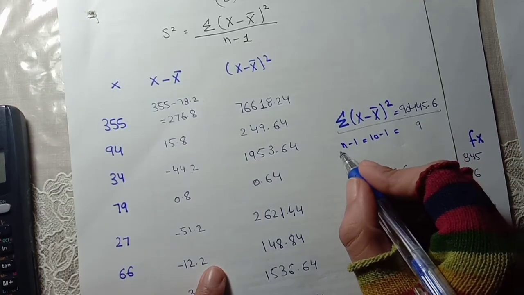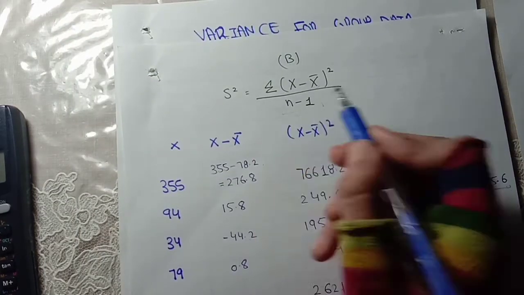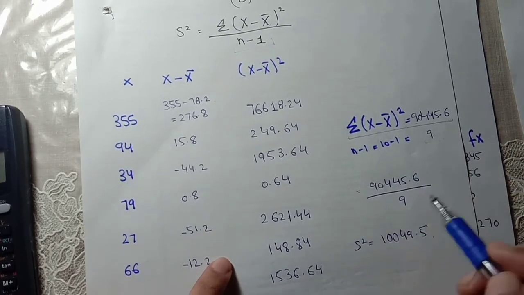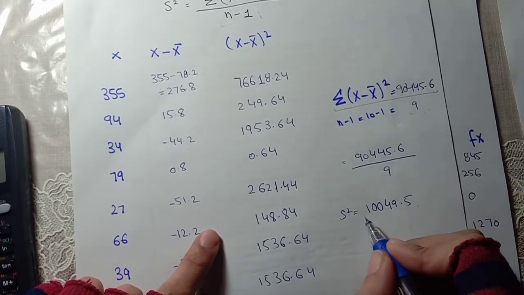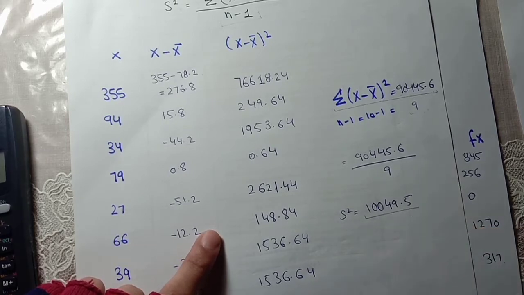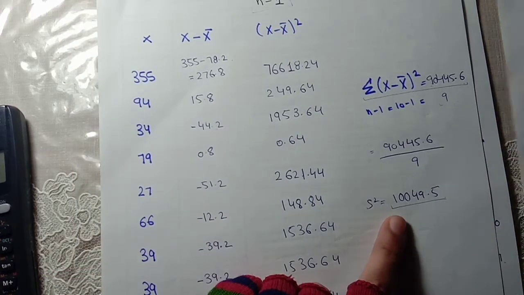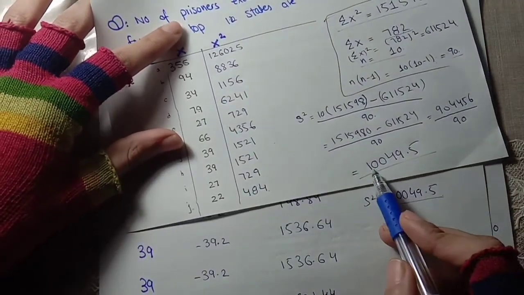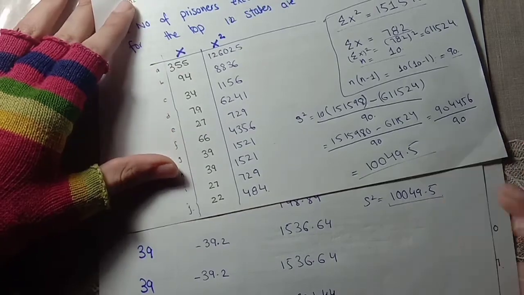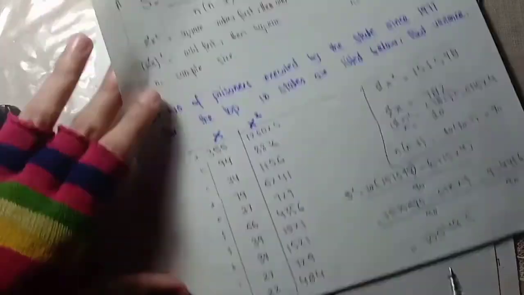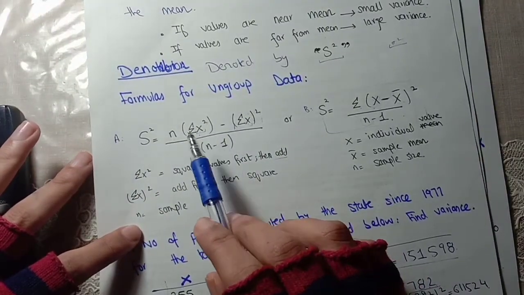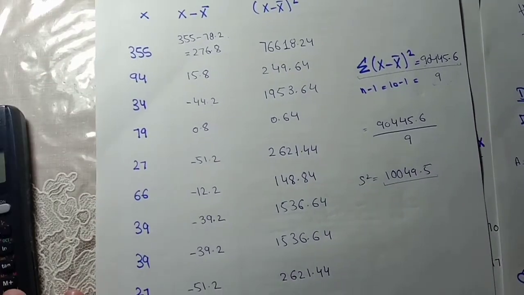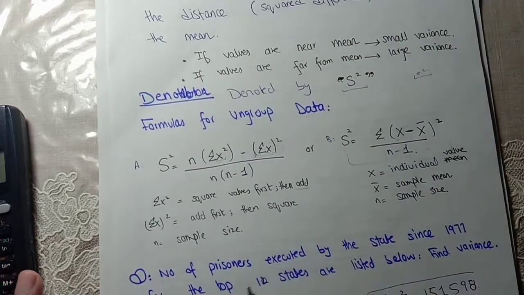Now we have to solve n minus 1. N was 10, and we get 9. When we solve this, we get the same answer we got from the previous formula, 10049.5. But this was easier when we solved it from formula A, and this one was a lengthy process. So that was all for the ungrouped data.